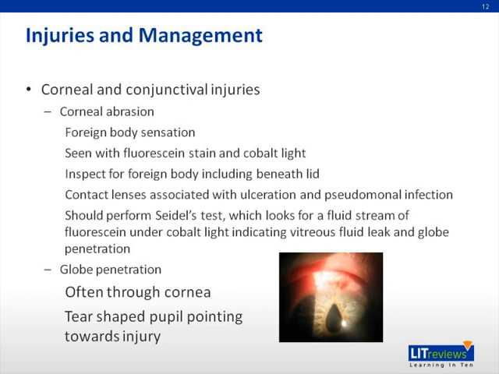So corneal and conjunctival injuries. Corneal abrasions are very common. People feel like they have a foreign body in their eye. And the way you look for this is with a fluorescein stain and a cobalt light. You'll just put a couple drops of fluorescein on the actual globe, shine a cobalt light on it, and you can see the abrasion just light up.